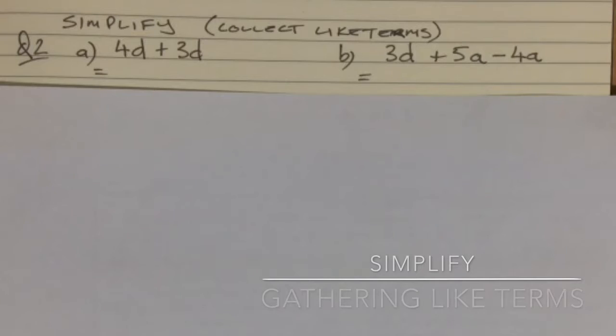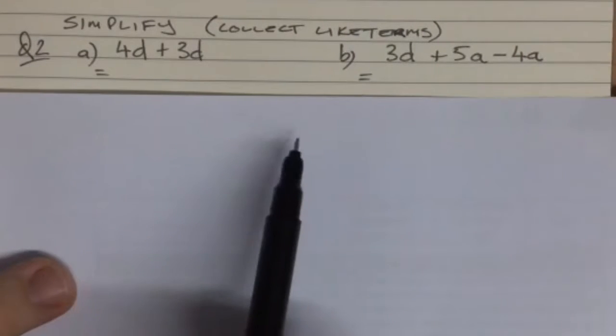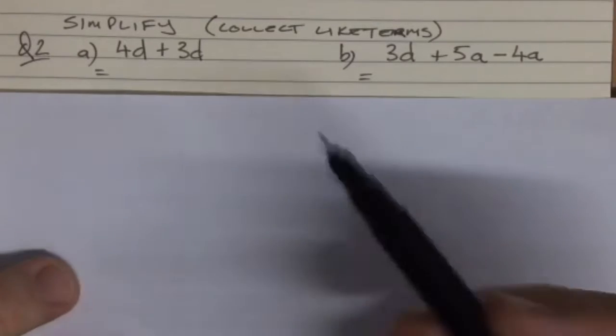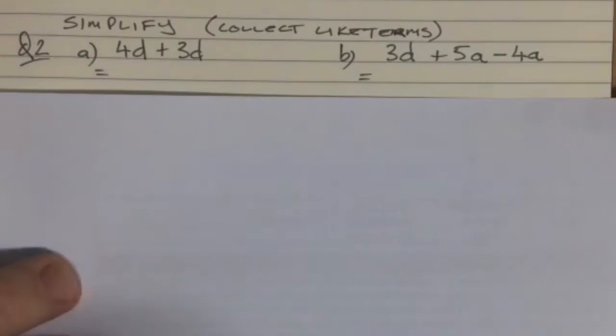Alright guys, in these questions we're being asked to simplify by gathering like terms or collecting like terms. The first thing you need to get your head around before you start doing these ones is to understand that D is a number. It's a number of things, and I like to give myself a little bit of a story. In this case, I might decide that D is going to be the number of donuts that I have in a box.